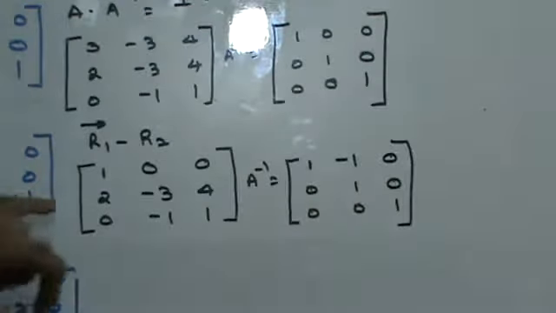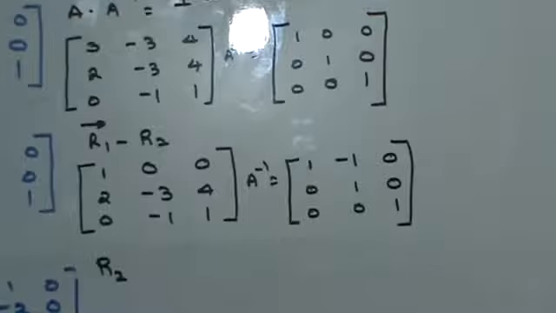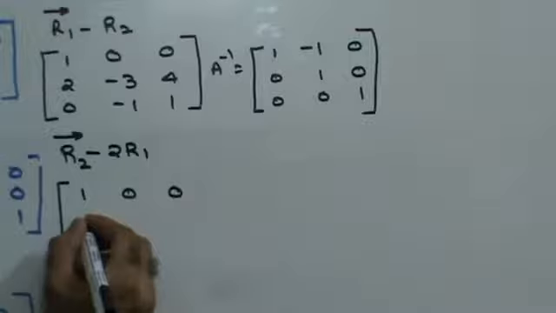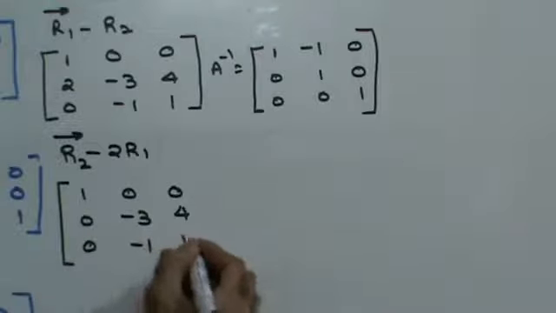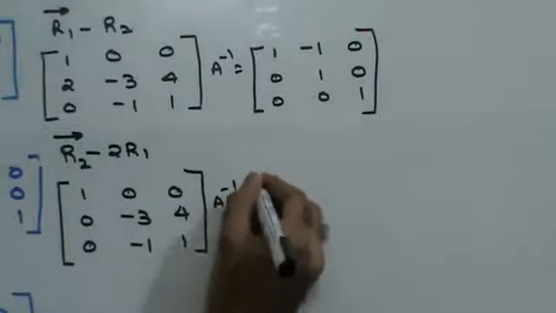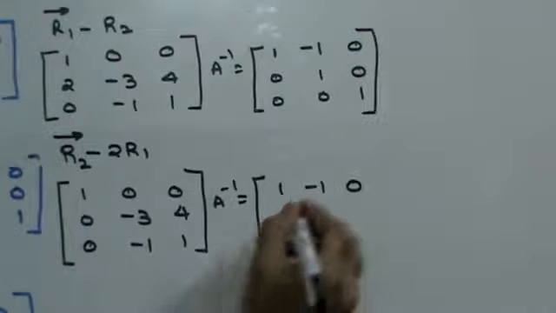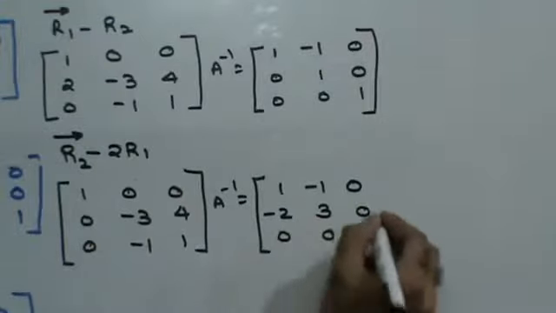Right? I want to make the number in the second position as 0. Where is the number in R2? What is the number 2? What is the complement of 2, minus 2? So R2 minus 2R1 gives 0, 0. 2 minus 2, 0. Minus 3 minus 0, 4 minus 0. 0 minus 1, 1 into A inverse is nothing but 1 minus 1, 0. 0 minus 2, that's minus 2. 1 plus 2, that is 3. And you have 0 minus 0, 0, 0, 1.